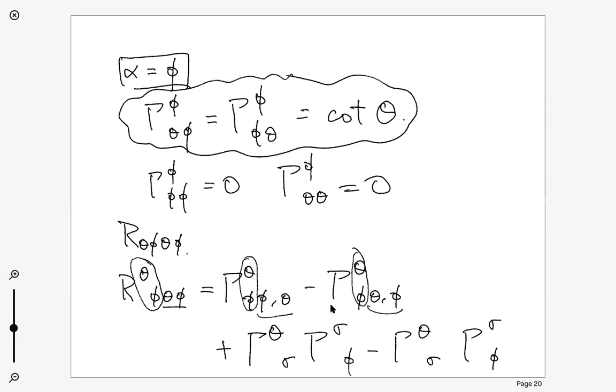So first, normal order, theta phi, and then reverse order phi theta. So this is how I remember this formula.